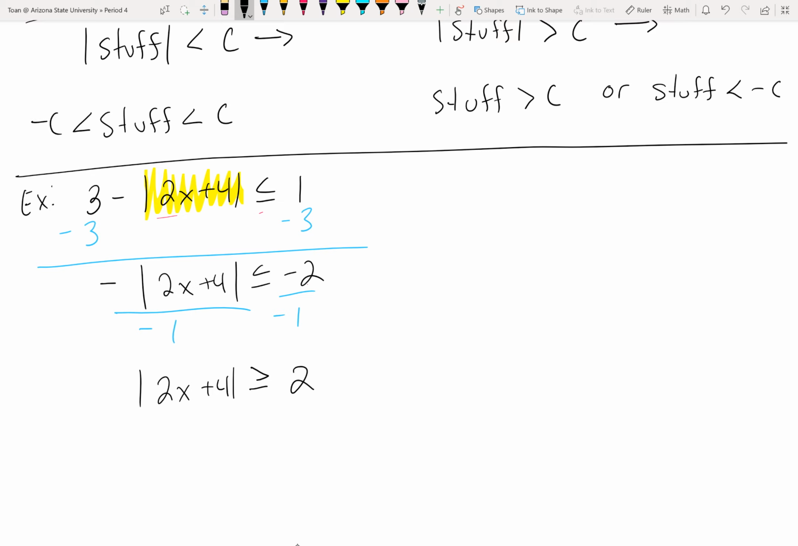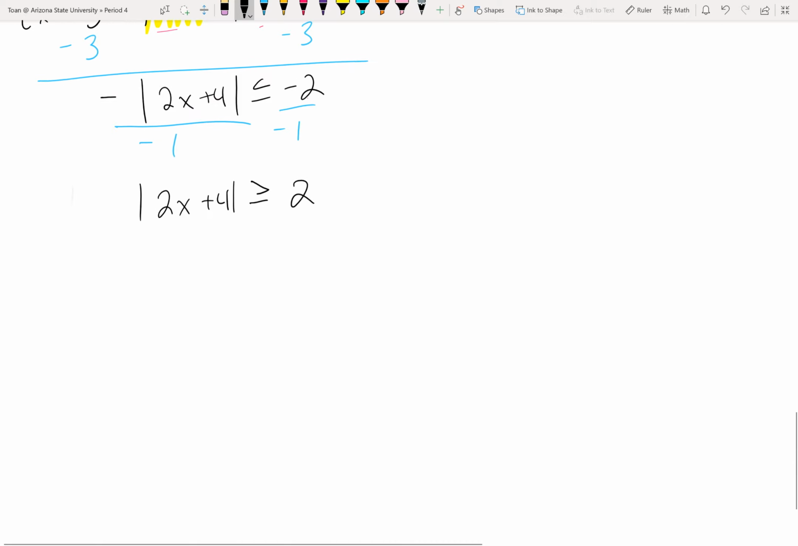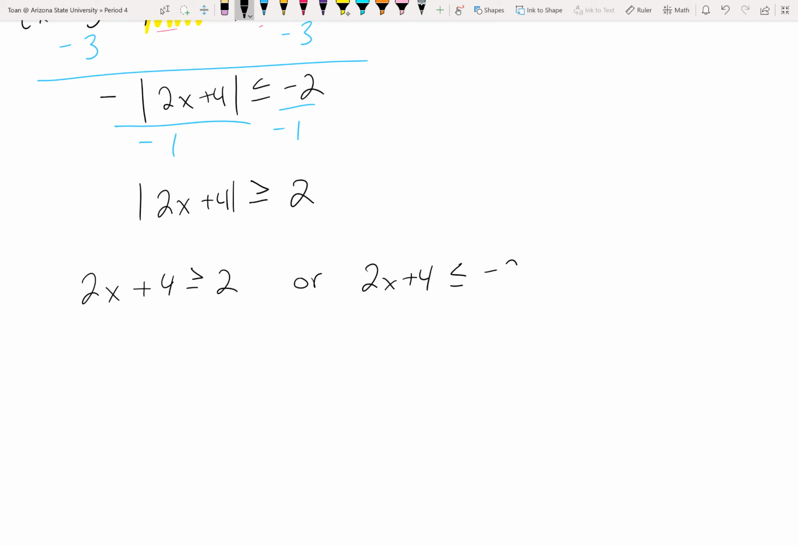So it wasn't even an and problem to begin with. It was actually an or problem in disguise. Because it's an absolute value with a greater than symbol, I'm going to be using this idea here to rewrite them. So let's go ahead and do that. You just copy it as is, 2x plus 4 greater than or equal to 2, or copy the stuff, 2x plus 4, and then you just flip both symbols. Flip the symbol, and then you've got 2 separate problems to solve. Easy peasy.